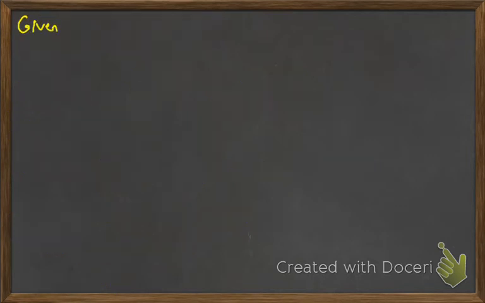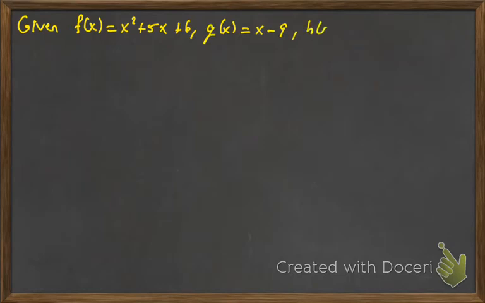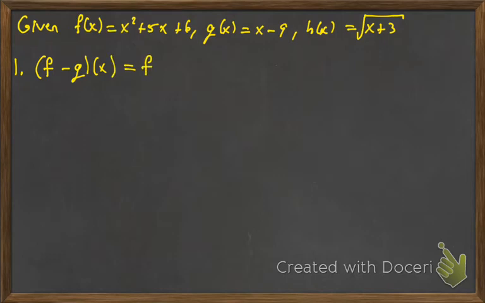Alright, so first thing we're going to do is we're going to be given three functions, and we're going to do a couple of different operations. One will be generically the equation, and then there'll be some specific ones where we're evaluating some sort of function operation. So there's our three functions, and part one says, okay, let's do f minus g of x.